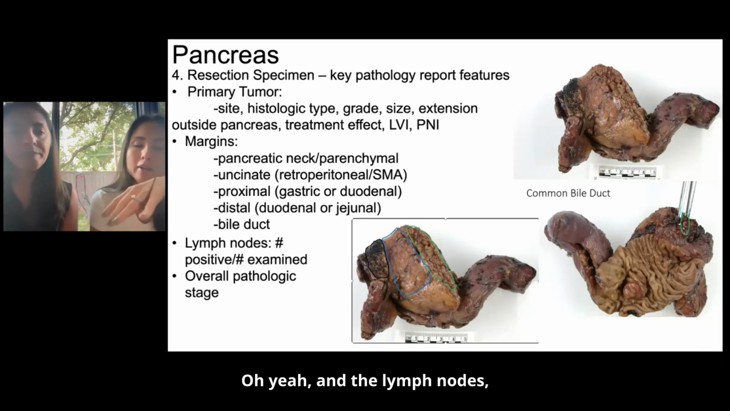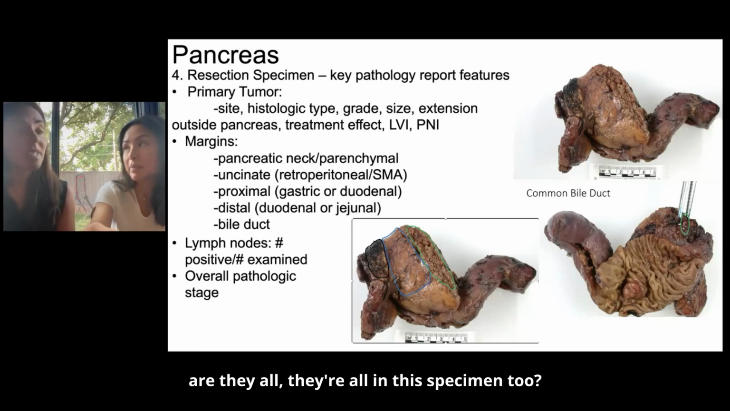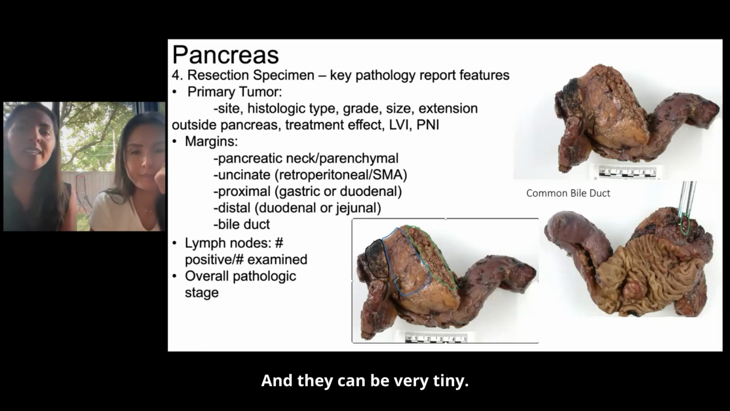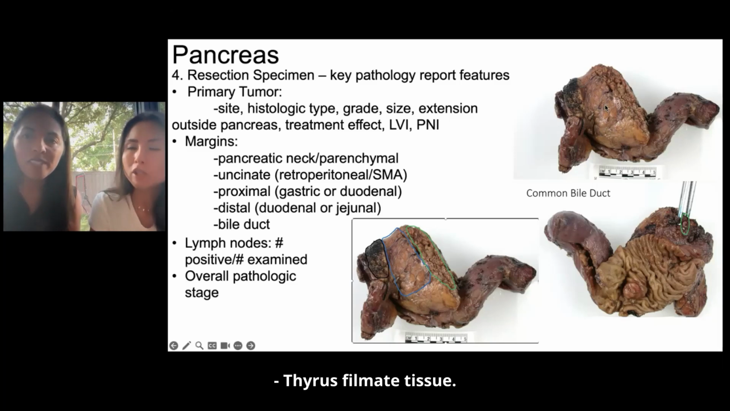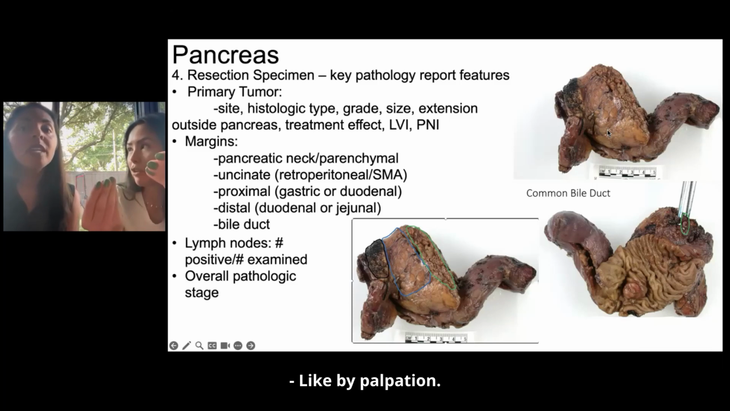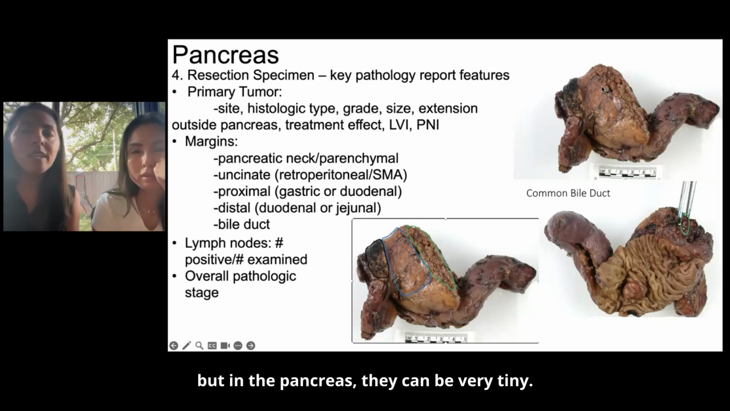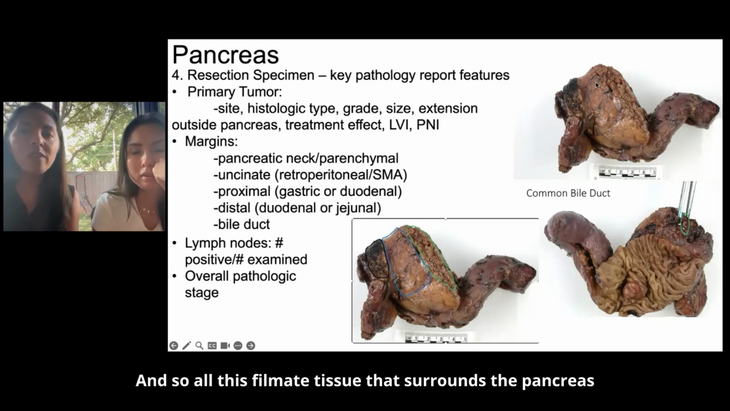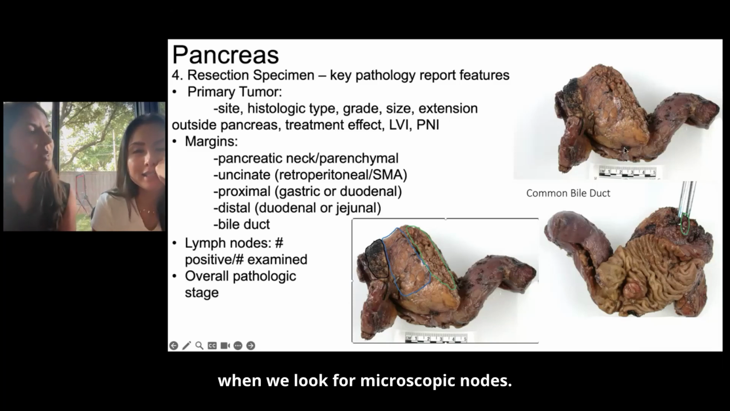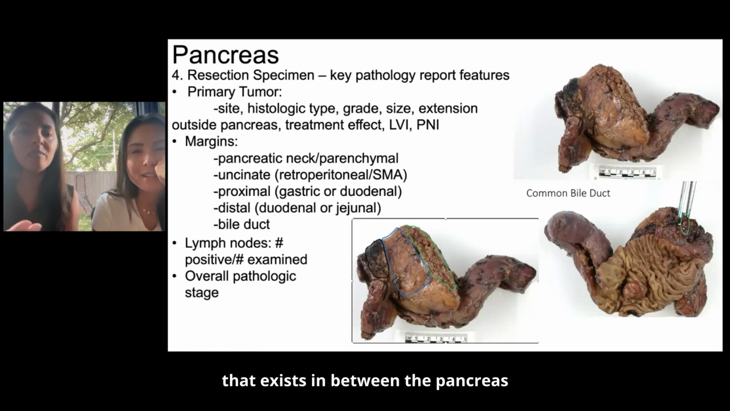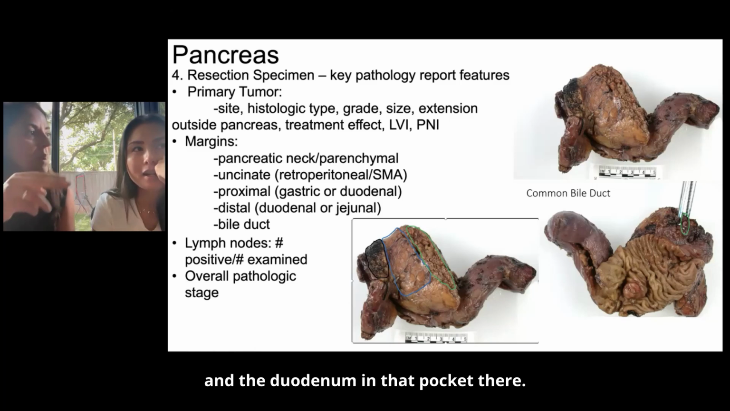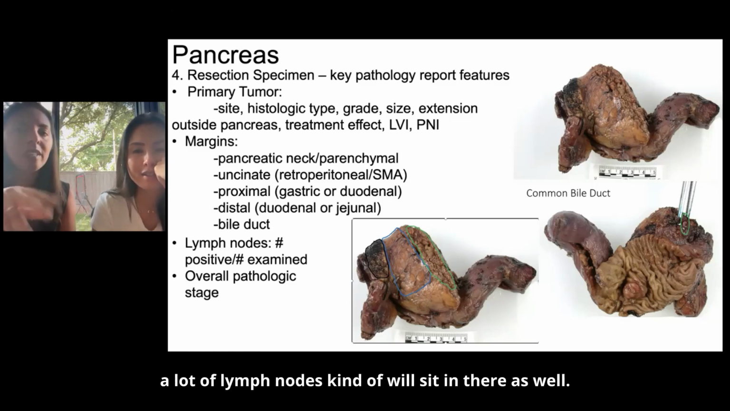Got it. Oh yeah, now the lymph nodes, they're all in this specimen too. They're all in the specimen too, and they can be very tiny. So how do you look for them, by palpation? They do by palpation, but in the pancreas, they can be very tiny. And so all this fibrous, filmy tissue that surrounds the pancreas actually gets stripped off and submitted, and we look for microscopic nodes. And then there's a great lymph node packet that exists in between the pancreas and the duodenum, in that paraduodenal groove. A lot of lymph nodes will sit in there as well.